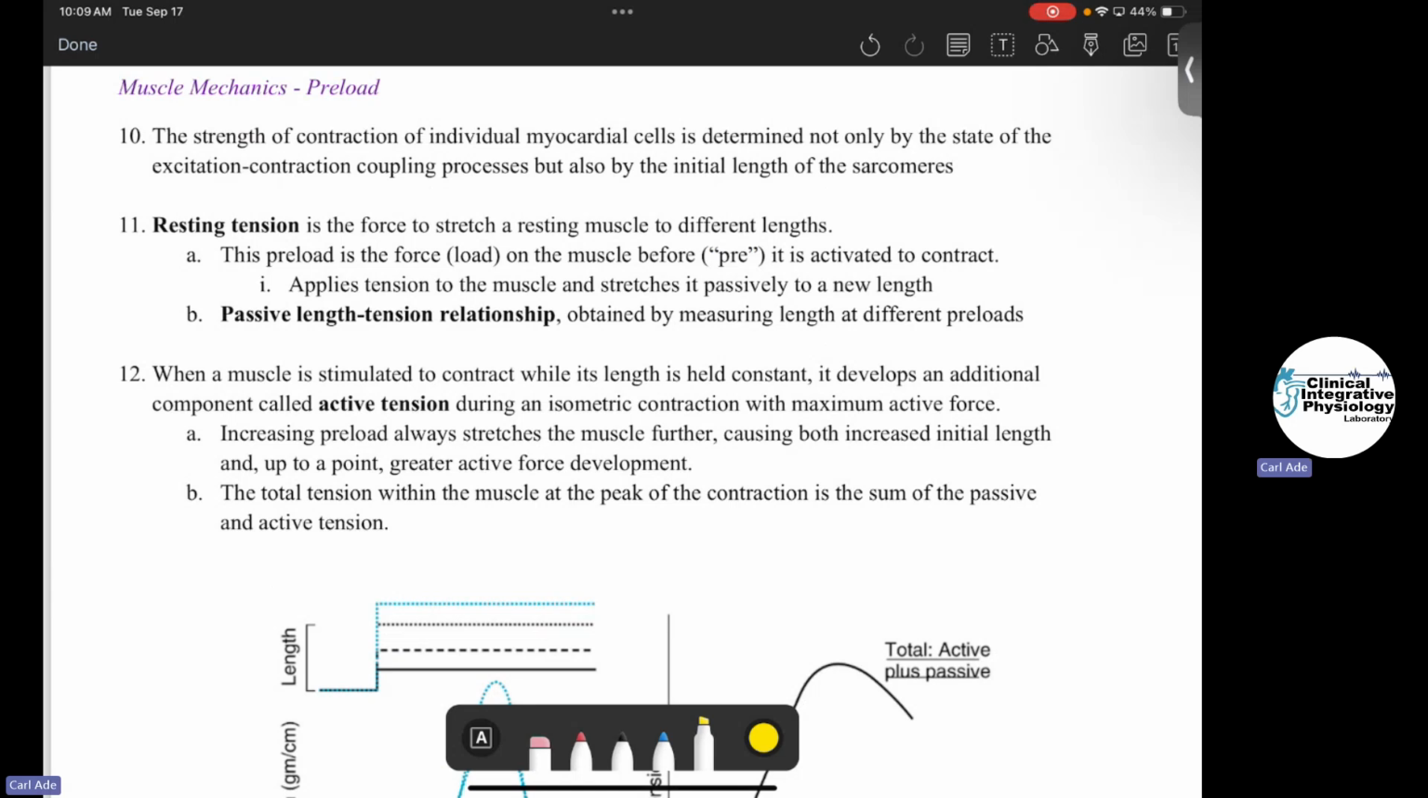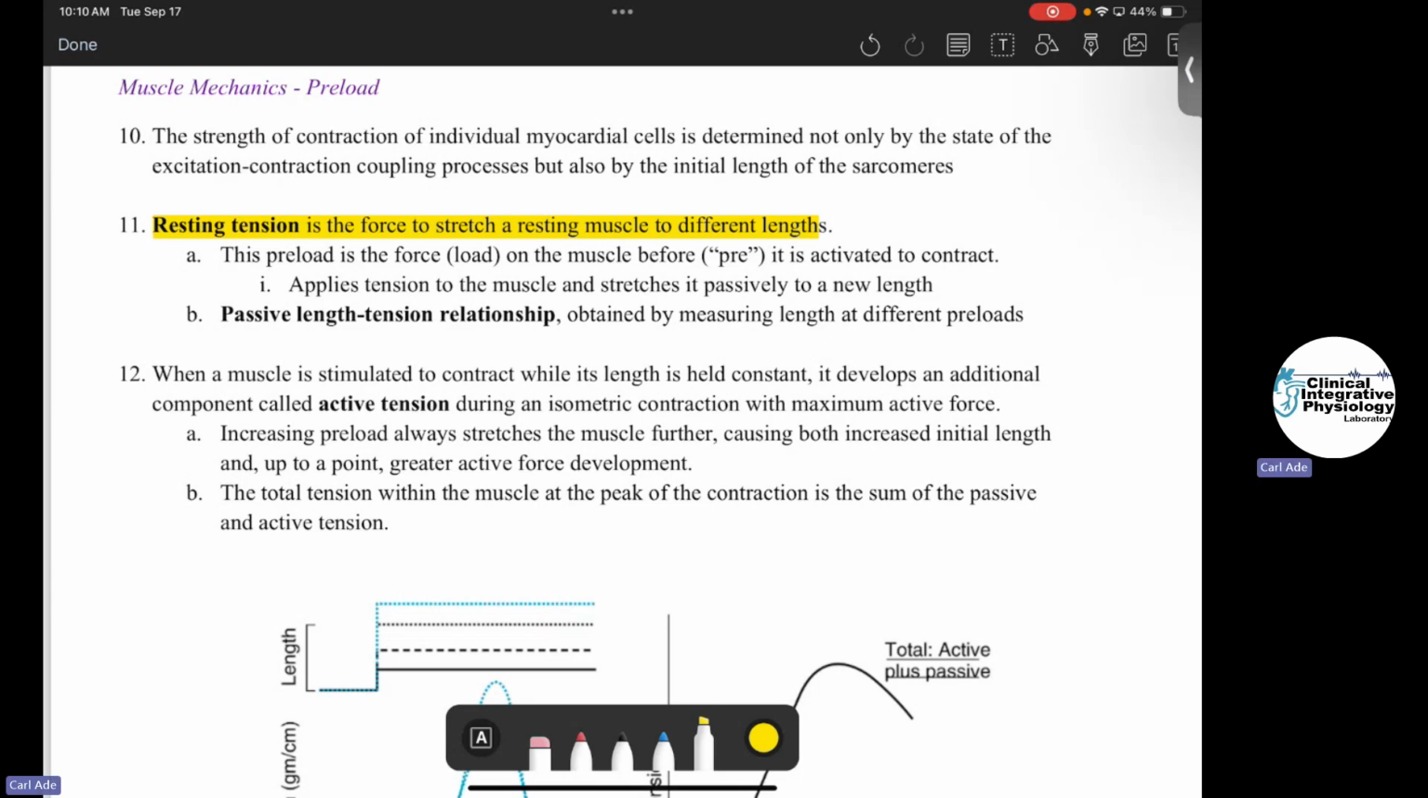So let's start with a couple definitions and then visualize them with our figures. First is this concept of resting tension. So this is the force required to stretch resting muscle, in this case, cardiac muscle. If I could take it, cut it out of the heart, it's not doing anything, it's completely at rest, and I can stretch it. It's going to take some force to stretch that. The same way if I take a rubber band, it's not contracting itself, it's not alive. I stretch it and it takes some force to stretch that.